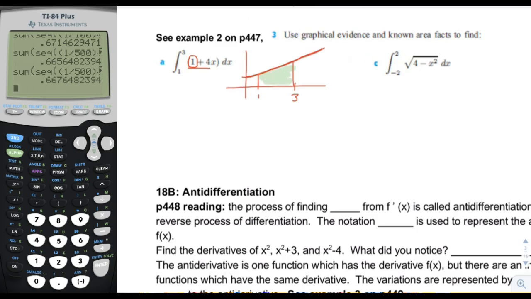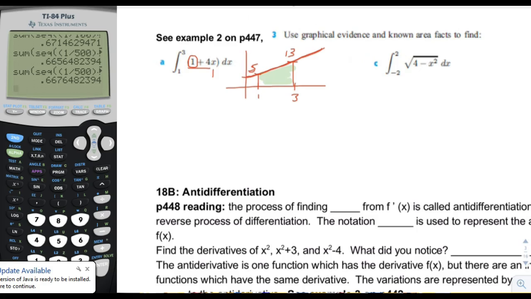And the height here is going to be, I'm going to put 1 in for x there. It's going to be 1 plus 4. It's going to be 5, so the height is 5. And then the height here, we're going to put 3 in there. It's going to be 1 plus 12, which is 13. So basically this is like a trapezoid shape.